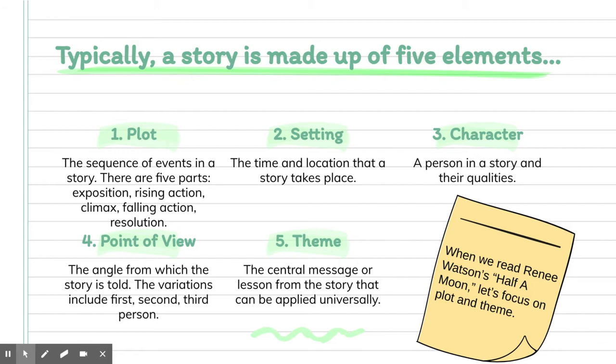So the first one is plot, and that's what we're focusing on specifically today. Plot is the sequence of events in a story. So basically, it's the order that a story is told in. There are 5 parts to plot. The first is exposition. The second is rising action. The third is climax. The fourth is falling action. And the fifth is resolution. Like I said, we're about to go more in depth with what plot is and all those parts, so hold tight on that. But just know that those are the 5 parts.